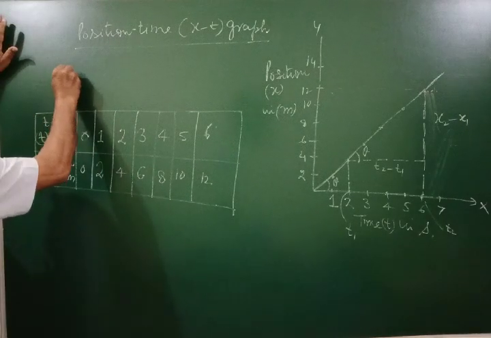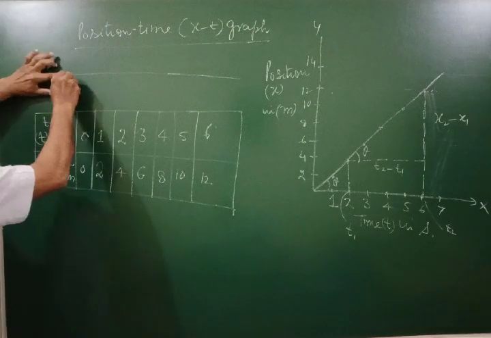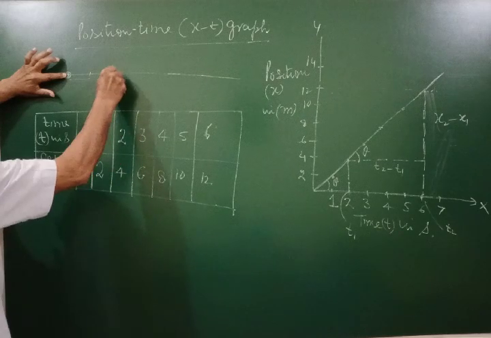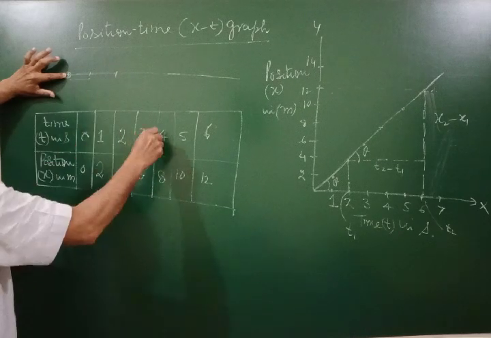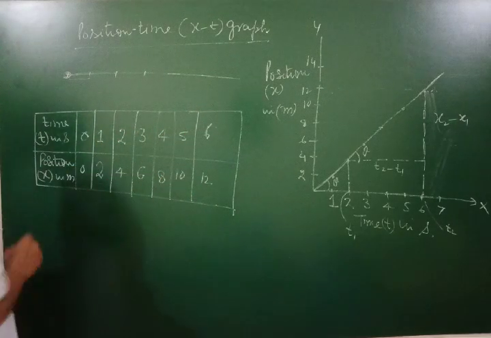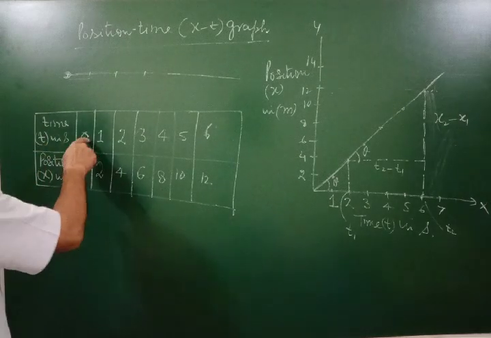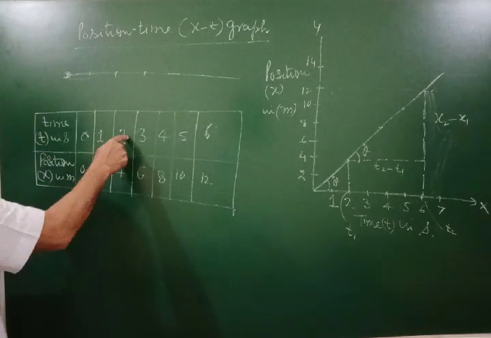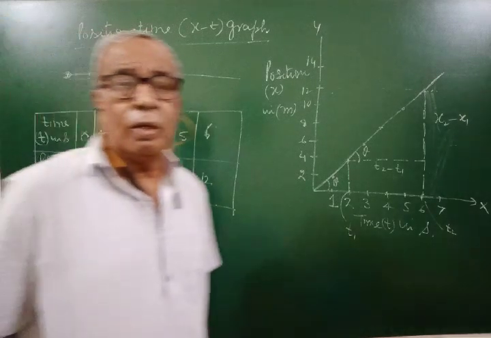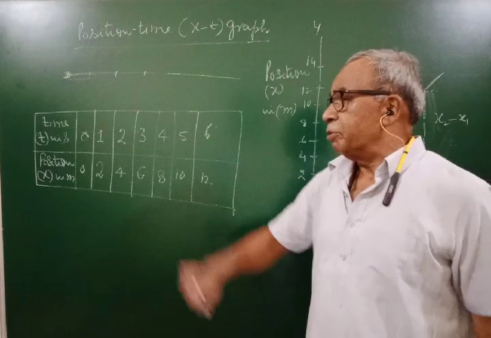Suppose here is the point from where a body starts in a straight line. At t equal to 0 it is here, at t equal to 1 second it is 2 meter away, then at 2 seconds 4 meter away from here, and at 3 seconds 6 meter away from here, and so on. So you are given the position of the body at different times: 0 at 0, 1 second at 2 meter, 2 seconds at 4 meter, 3 seconds at 6 meter, and so on. So this is the table for the position of a moving body at different times.